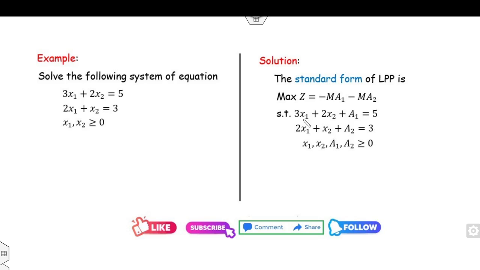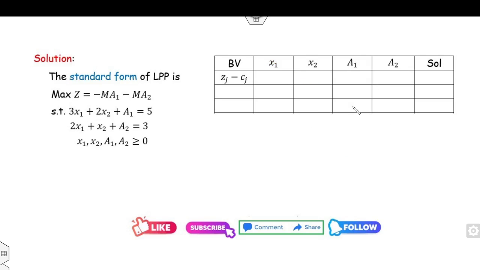How many variables are there in this case? There are 4 variables. So you can write this as the 4 variables. Substitute the value of x1: 3 and 2. The value of x2 is 2 and 1. The value of a1 is 1 and 0. The value of a2 is 0, 1. The value of the right hand side is 5 and 3.